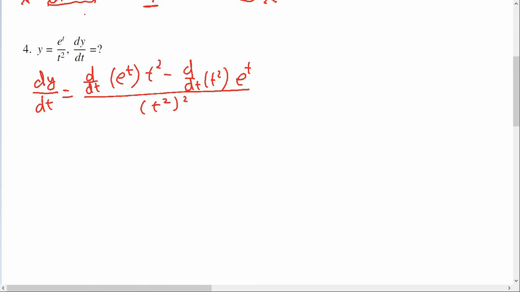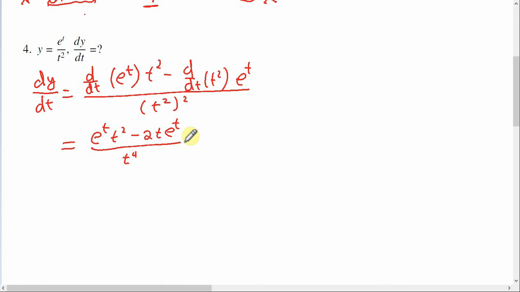And so doing these derivatives from the quotient rule, I get the derivative of e to the t is e to the t, times t squared. The derivative of t squared using the power rule is 2, and then reduce the exponent by 1, so that's going to be 2t to the 1 times the e to the t, and that's all divided by t squared squared, which is t to the 4th.